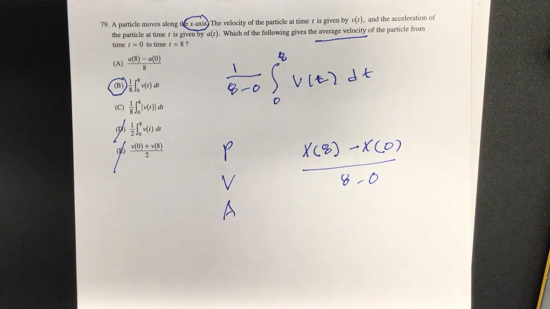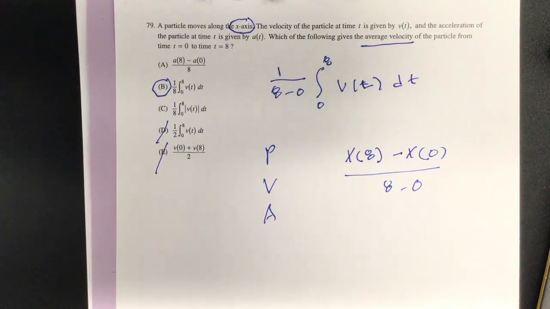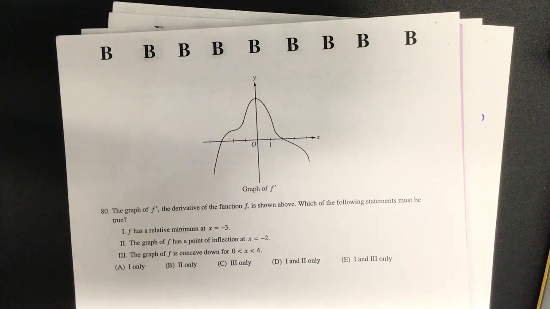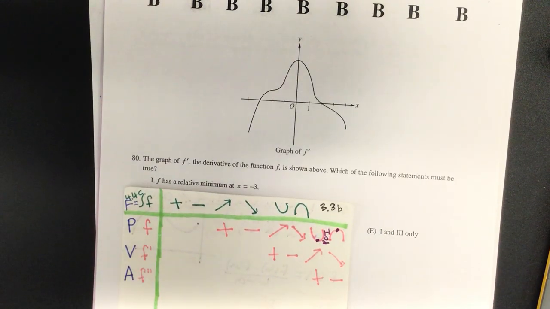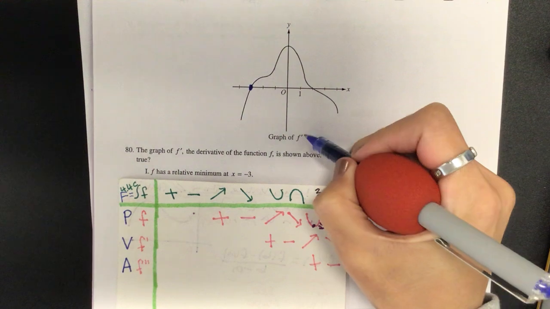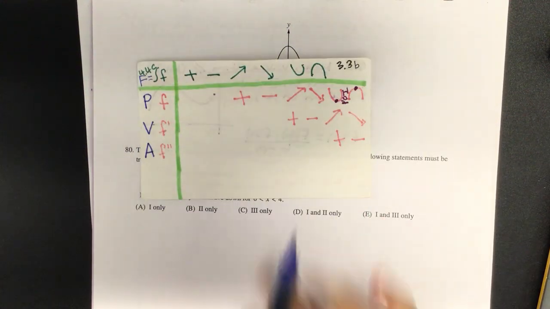Okay. On my last one, let's read 80. The graph of f prime, the derivative of the function f, is shown above. Which of the following statements cannot be true? Okay, let's look at each one of them. So I'm going to look at part 1. It says f has a relative minimum at -3, so put a dot right there. And the graph that is given is f prime, so let's look at this one.